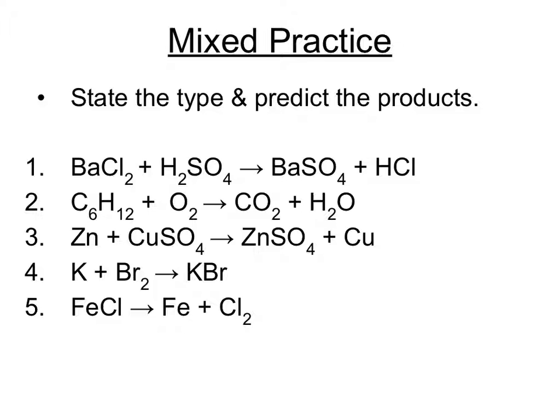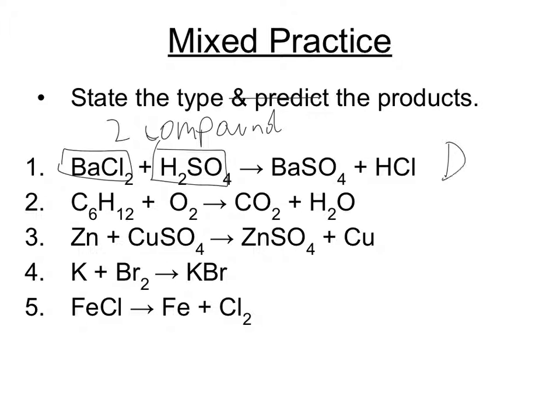So here's just a bunch of mixed up reactions. We're actually just going to state the type. We're not going to predict the products yet. So we have barium chloride reacting with H2SO4. So we need to look: is this a compound or is it an element? Is this a compound or is it an element? Well, they are both compounds. Two compounds reacting is called a double replacement. So this would be DR. I'm going to abbreviate that for double replacement.